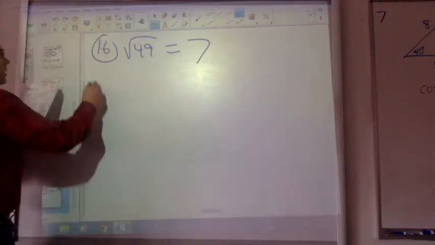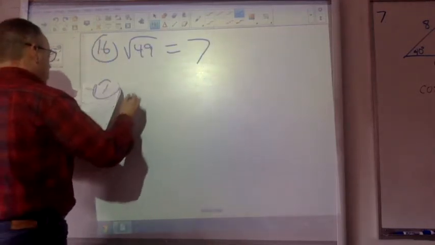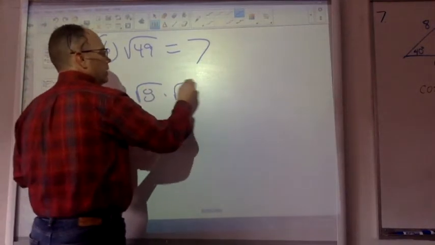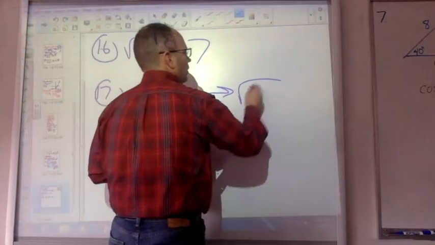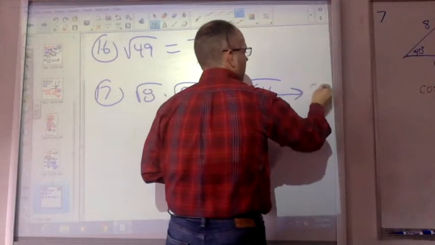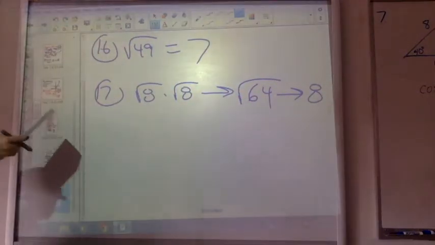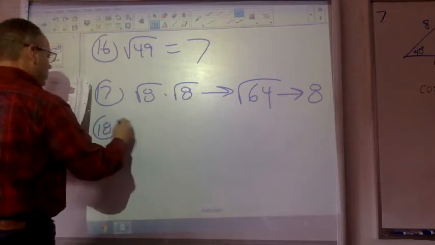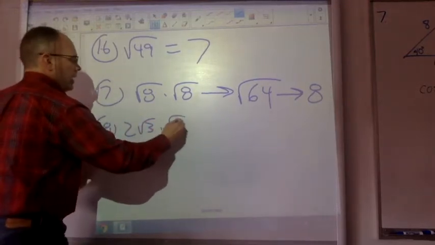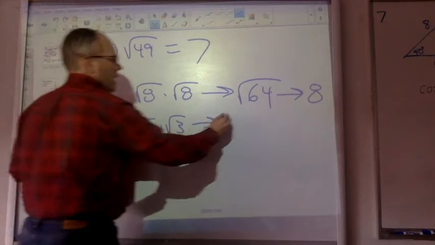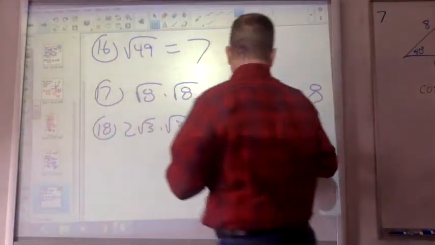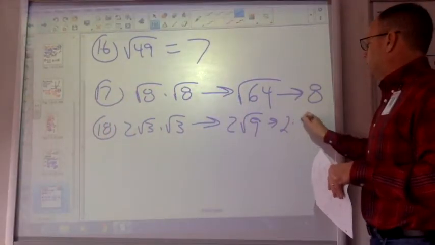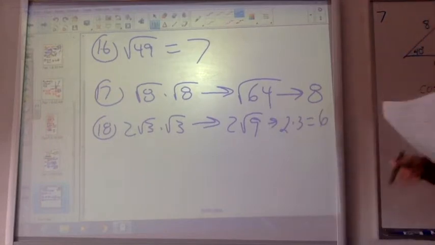No. 17. Root 8 times root 8. Same thing as saying root 64. Root 64 is 8. Done. It's a perfect square. Number 18. 2 root 3 times root 3 is 2 root 9. What's 2 root 9? Root 9 is 3. That has an answer of 6.